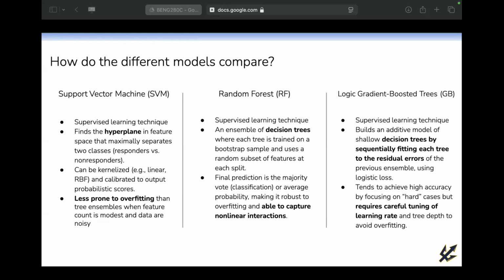And then we have the gradient boosted trees, which take a different approach. Instead of training a bunch of trees in parallel, like the random forests, gradient boosting trains them one after another. Each new tree tries to fix the mistake of the one before it. That usually means higher accuracy, especially for tricky cases, but the trade-off is that they can overfit if you don't fine-tune things like learning rate and tree depth. Also important.